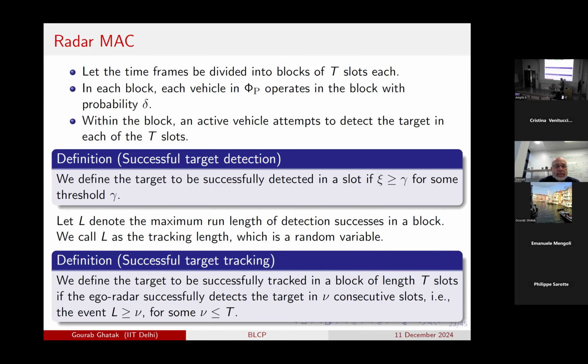Now, this is a bit more challenging to derive because there is correlation among the tracking events. So if you think about a block of capital T slots, if your requirement is T slots of detection to call it successful tracking, there is only one possibility, all should be successful. But if you have T minus 1 as your requirement of tracking, then there are two possibilities, from 1 to T minus 1 or 2 to T. But if you have been told that 1 to T minus 1 was successful, it is more likely that 2 to T was successful. Right? So there is this correlation which has to be taken into account.